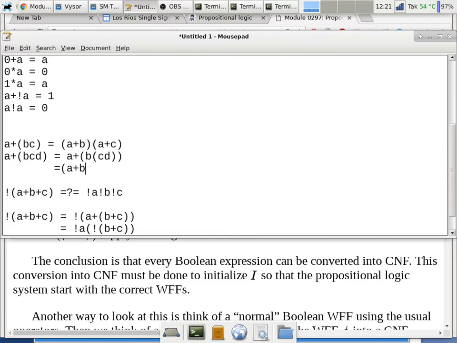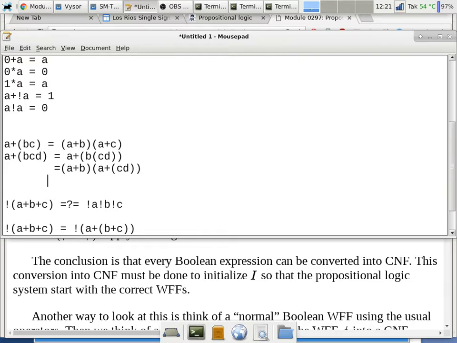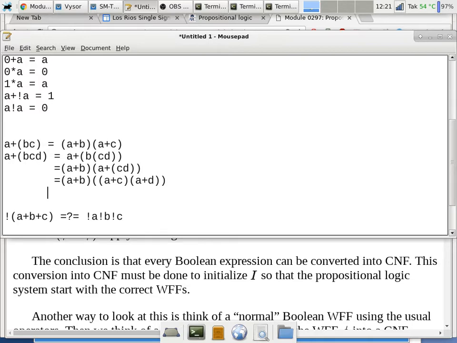So now that becomes A or B as one term, and then the other one is A or CD, right? But then A or CD we can apply this again, and then this one expands to A plus C times A plus D. And then at this point we can use the associative law and just remove the parentheses, and then we get the same result. But that can also be proven using a truth table. So you can usually do these things in many ways.